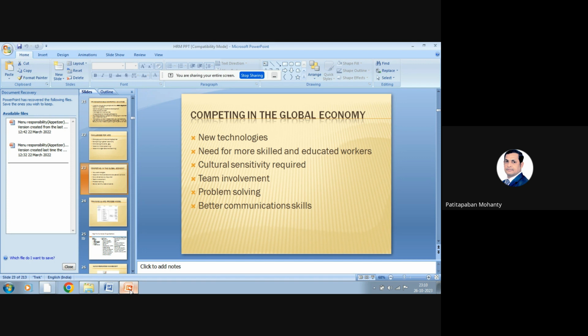The next is problem solving. When a problem arises, you need to solve that problem, in terms of your product, your process, your materials. Then communication skills, horizontal communication and vertical communication among the employees and with the organization, is required. So communication skills is also another challenging factor for human resource development to create the global economy in a better way. If communication fails, you cannot achieve success. Okay, so these are the few points you need to remember on how HR needs to compete to achieve the global economy.